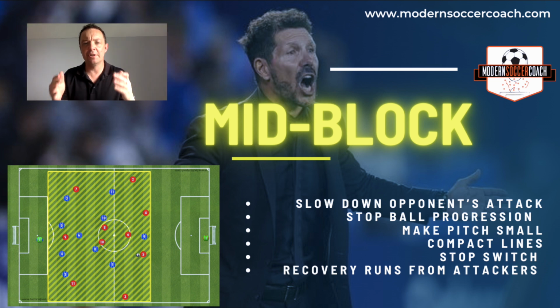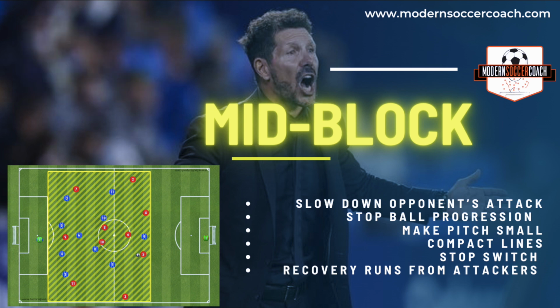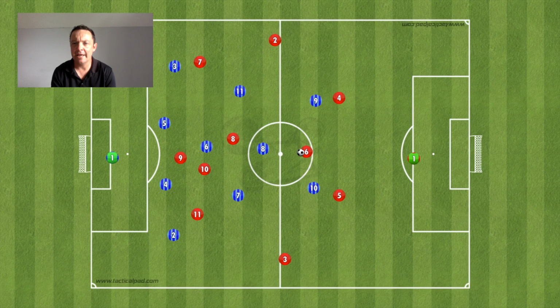Again, a personal preference is to stop the switch, and then I think it's important to look for your attackers to recover. If they've been broken in the press, can they recover below the ball, and then get that shape again as a collective and be more difficult to break down? Okay, what does that look like? Again, this is a different system, so the principles can adapt.